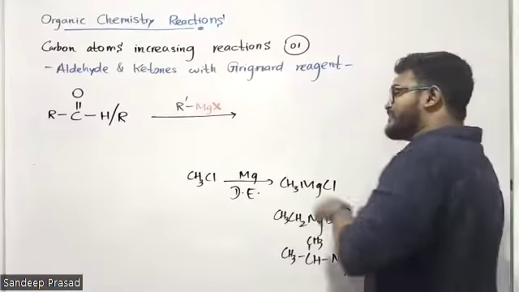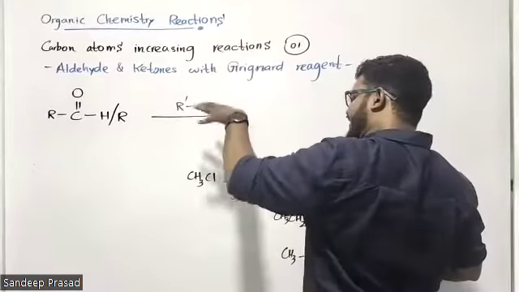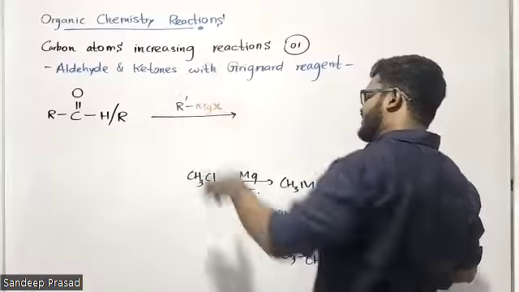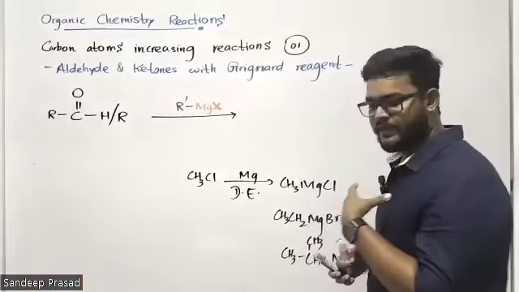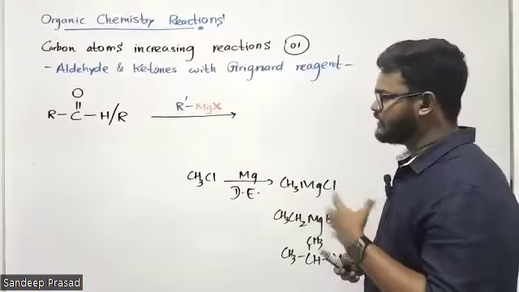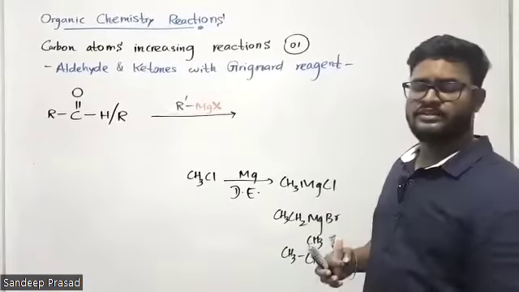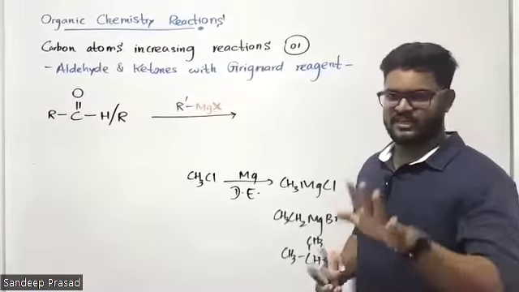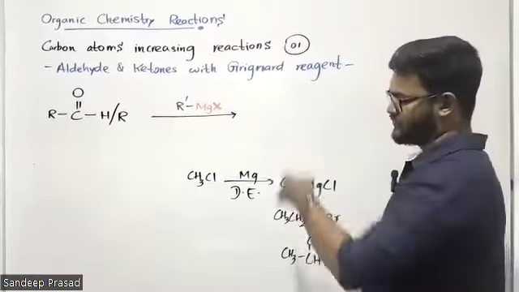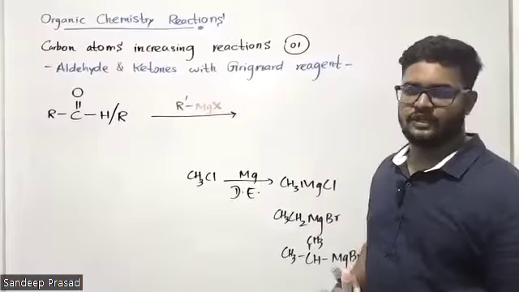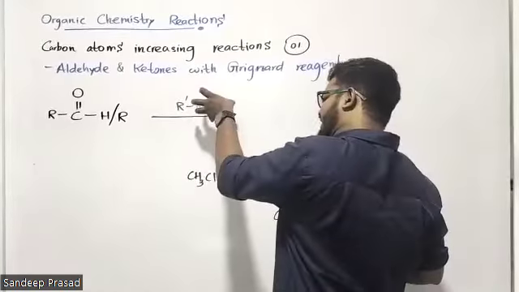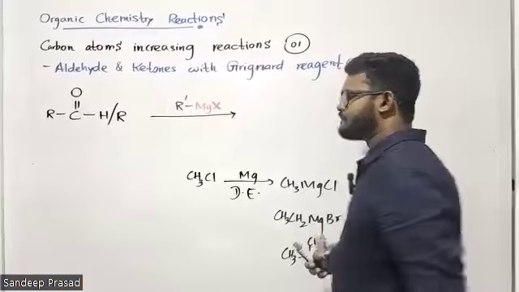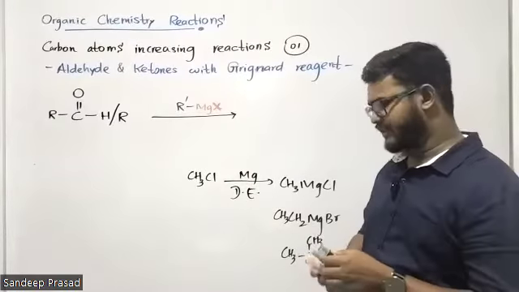So students, we are going to discuss aldehydes and ketones reacting with the Grignard reagent. Remember, this reaction is very, very important. I would say this is the most important reaction in your organic reactions. Can you understand? So try to understand. We are adding the Grignard reagent to this aldehyde and ketone. Now look at this one.